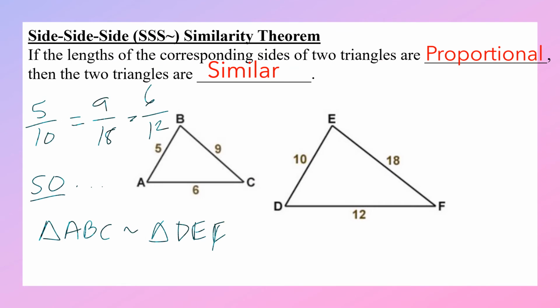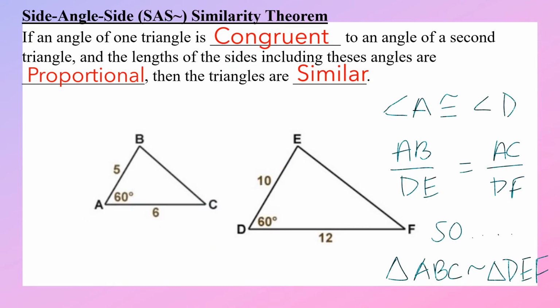Same with the side-side-side similarity theorem. If the lengths of the corresponding sides of two triangles are proportional, then the two triangles are similar. You guys know that already. That should be easily remembered, because you have to find the proportions of all the sides to see if they're similar.